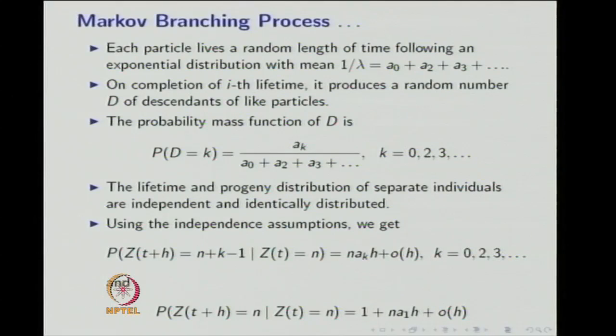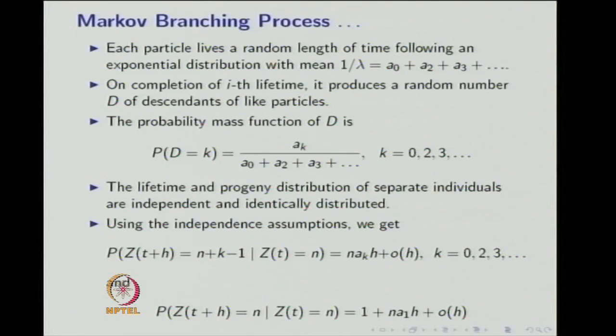Using the independence assumptions, we get the conditional probability of Z_{t+h} = n + k - 1 given Z_t was n. That is the same as n times a_k h + o(h). You know that small o(h) means o(h) divided by h tends to 0 as h tends to 0.